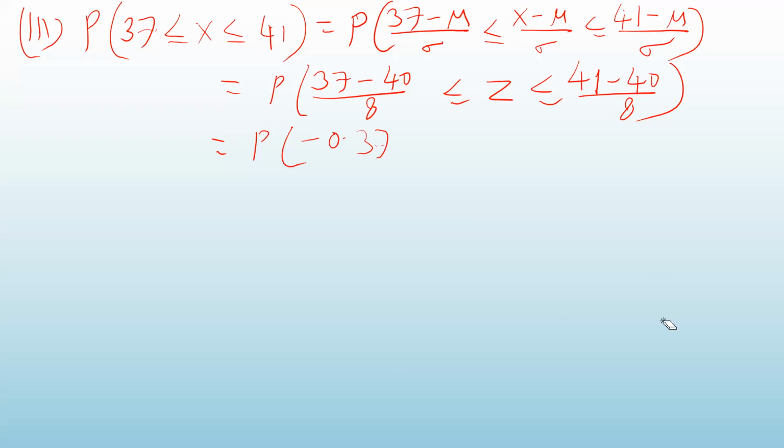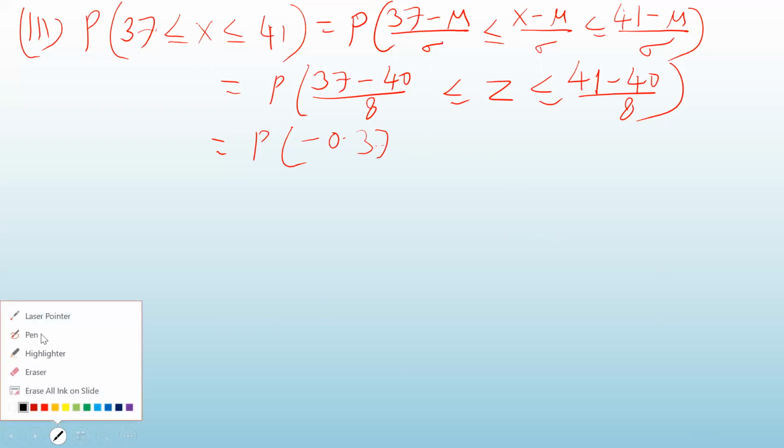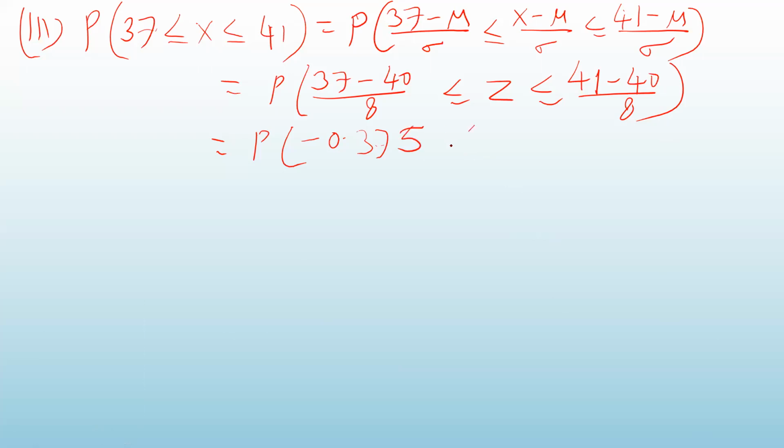So let us continue. 37 minus 40 upon 8, that is minus 0.375, less than or equal to z, less than 41 minus 40 upon 8. So 41 minus 40 is 1, and 1 divided by 8 will give you 0.125.